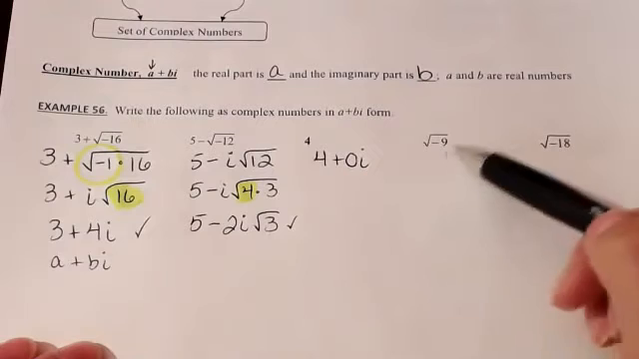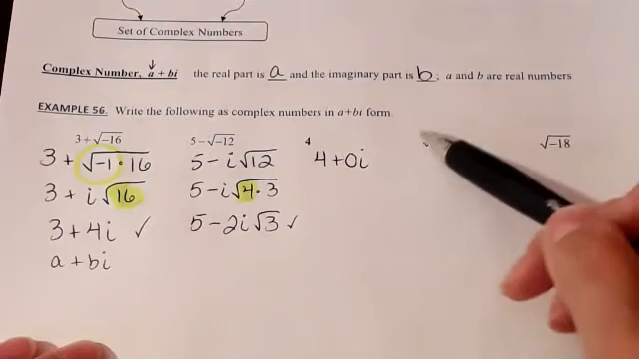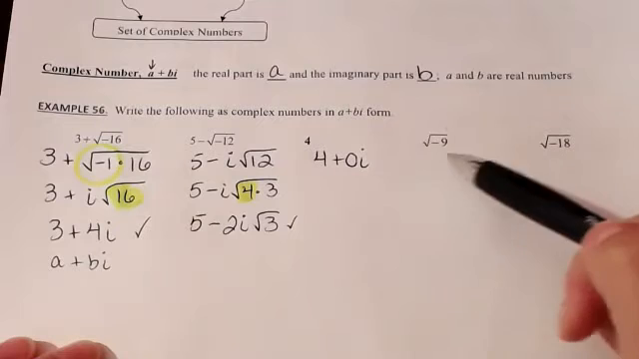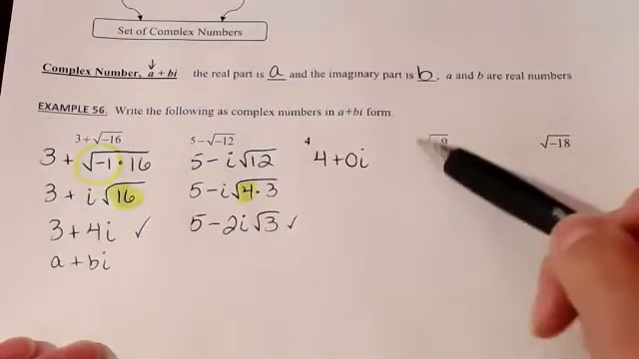Square root of -9. How would I rewrite this? Keeping in mind, I know what i represents. How would you rewrite this expression?